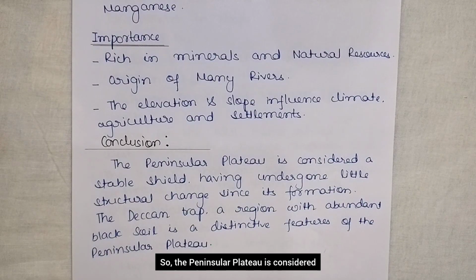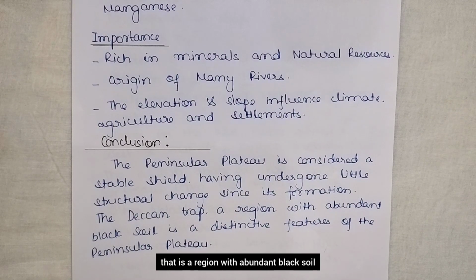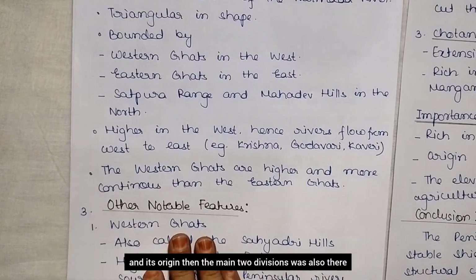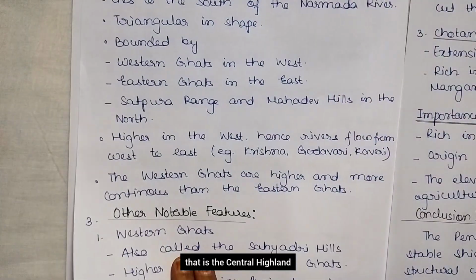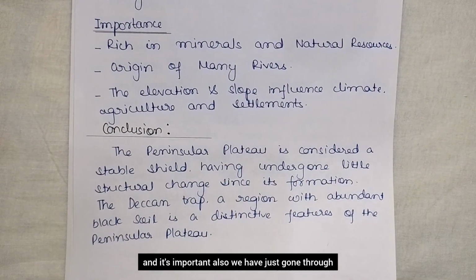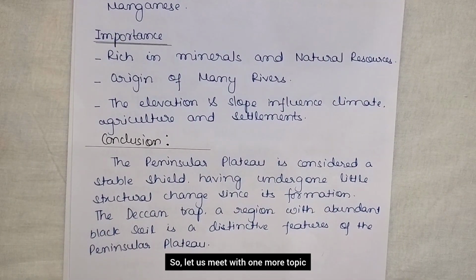The Peninsular Plateau is considered a stable shield, having undergone little structural change since its formation. And the Deccan Trap, a region with abundant black soil, is a distinct feature of the Peninsular Plateau. Okay, so in this topic we have seen its extent and origin, then the two main divisions, the Central Highland and the Deccan Plateau, the Western Ghats, Eastern Ghats, Chota Nagpur Plateau, and its importance. Finally, this topic is done. Let us meet with one more topic, the physical features of India and the Indian desert. See you with that topic in the next video.